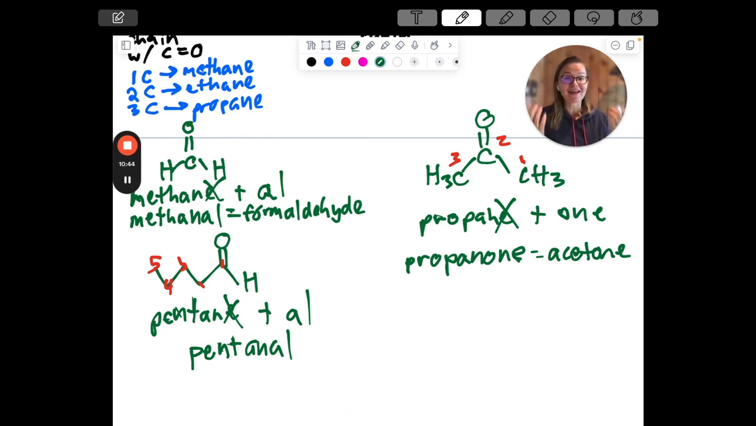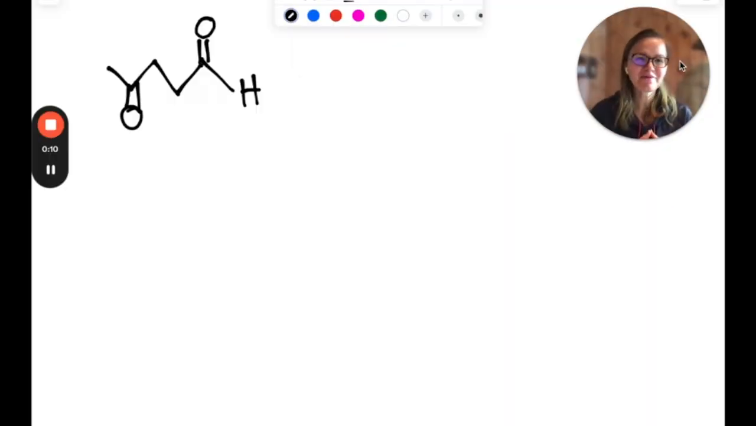Now, that's naming an aldehyde or a ketone when you just have an aldehyde or a ketone. What happens when you have an aldehyde or ketone as a substituent group of a larger molecule? How would we name them in that case? Now, let's say we have a molecule that has an aldehyde and a ketone.